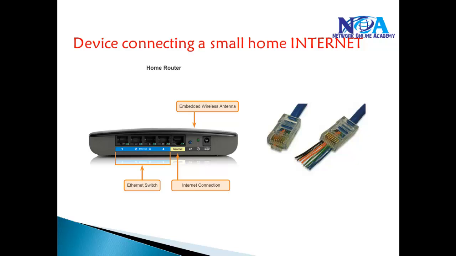And then in your home internet connections, we use a kind of device which has a built-in switch, a router, and a wireless antenna, which will provide wireless connections, where we can connect devices like mobile phones and laptops without a wire.